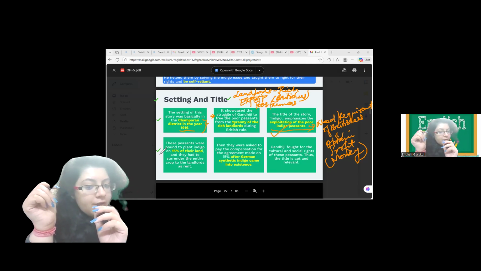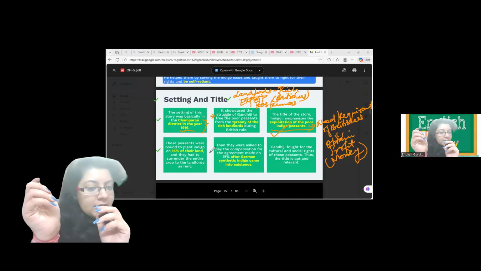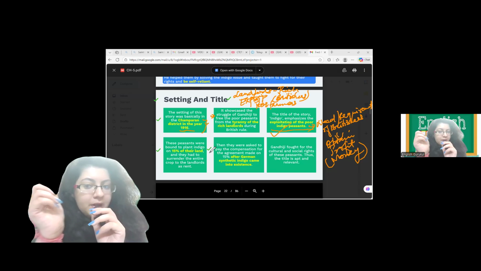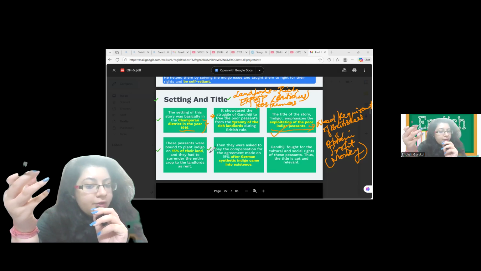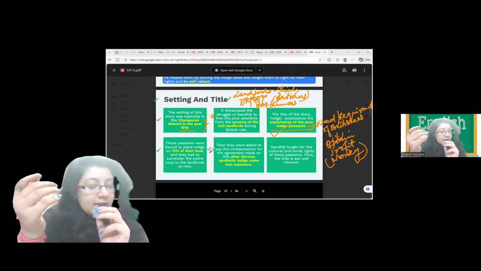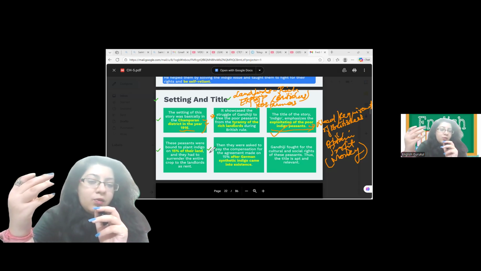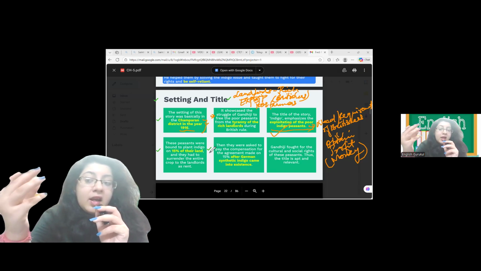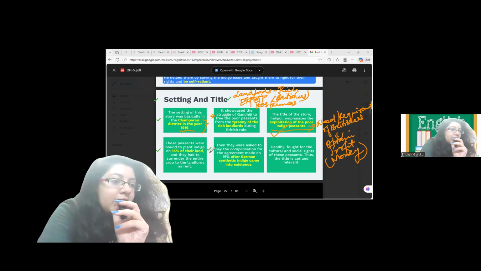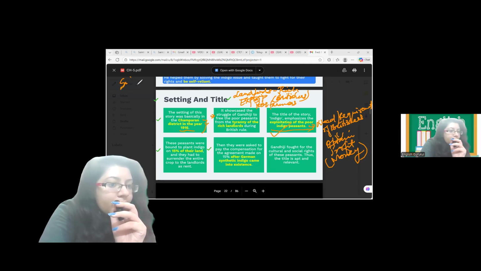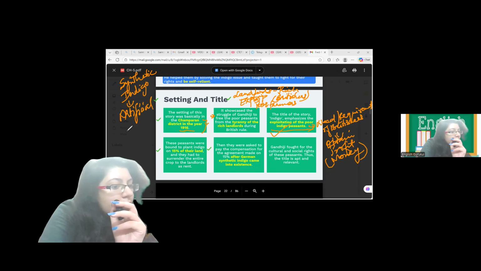Then they were asked to pay compensation for the agreement made on 15% after German synthetic indigo came into existence. What the Germans had done was create synthetic indigo, that is artificial indigo, right? Synthetic indigo is the artificial indigo developed by Germans.